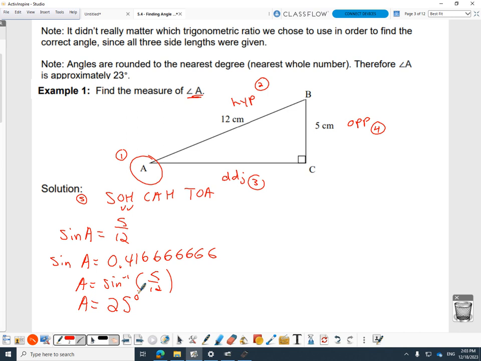How are we doing? The only thing different in the side version of this is instead of using the sine inverse, we had to cross multiply. That's how we got the answer on Friday. Any questions there?